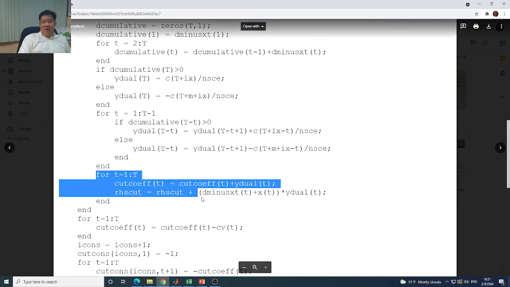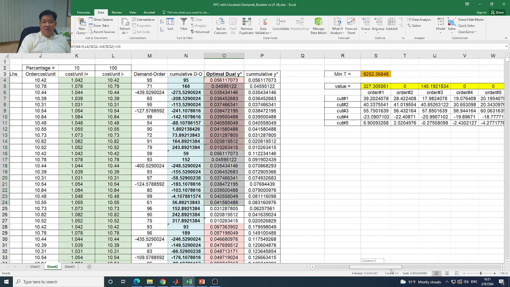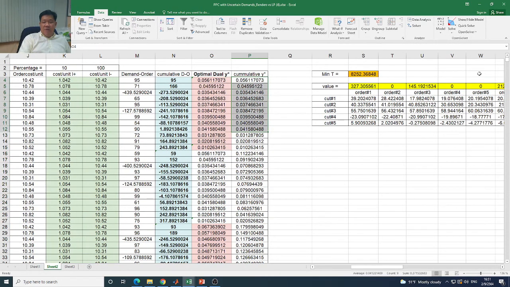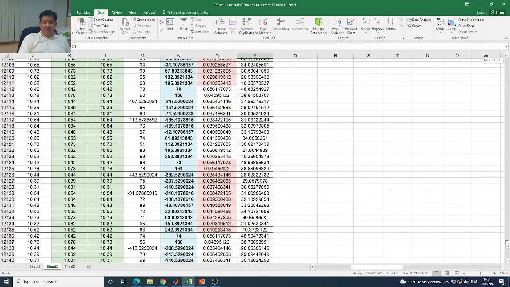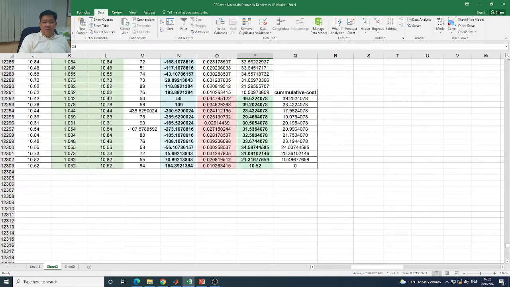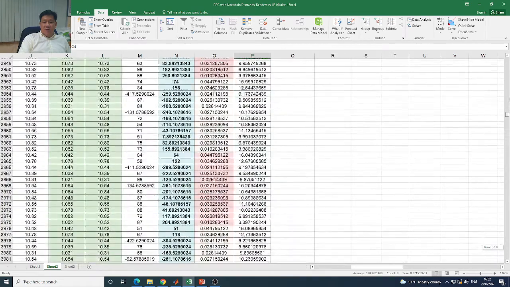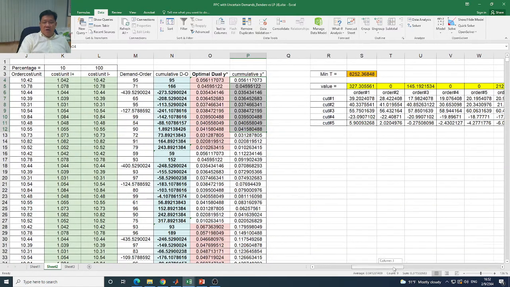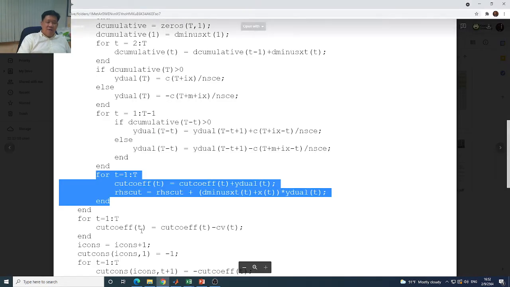Remember that this form is what we did here in the Excel. In the Excel, it's more illustrative: you want to compute the cumulative y to become the coefficient here. You need to compute the cumulative up to the final here. You want to find the cumulative here and then minus the cost, and then you just move this to become the cut constraint coefficients. But in programming it is much easier, and you don't need to compute all the y dual first.